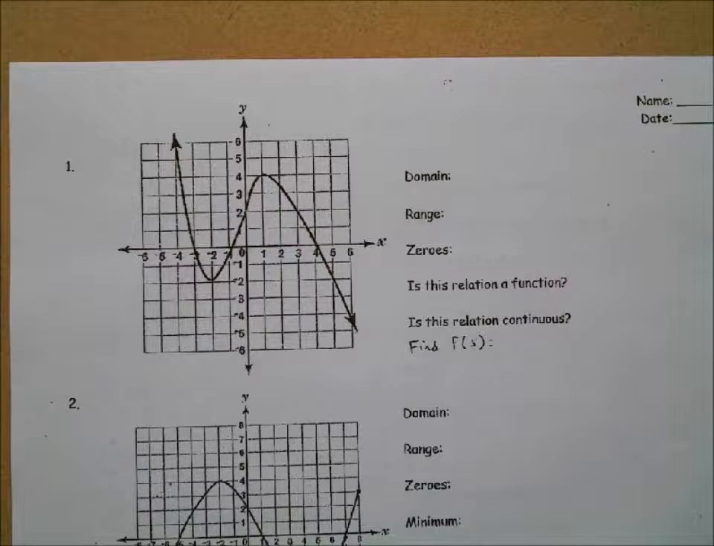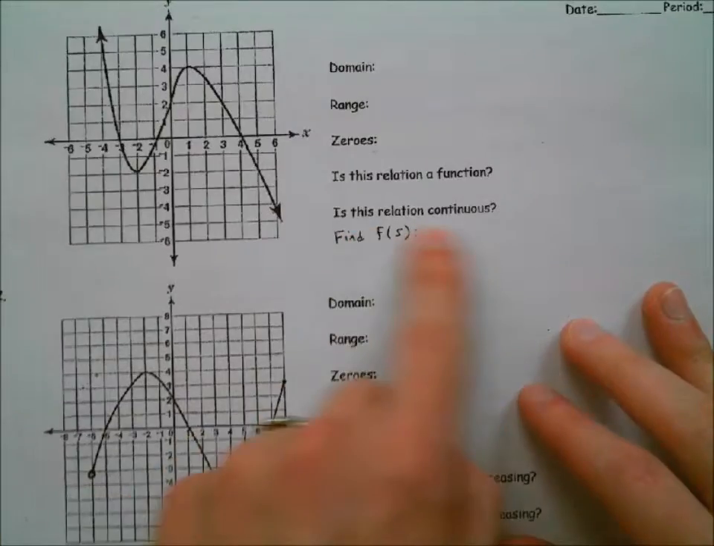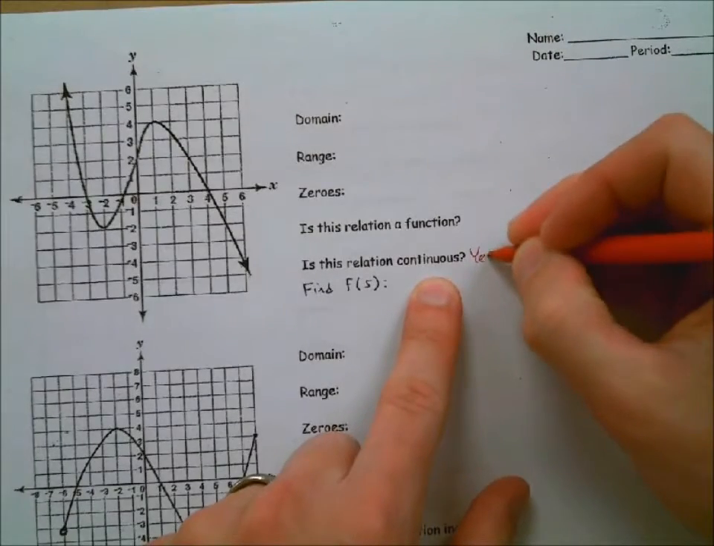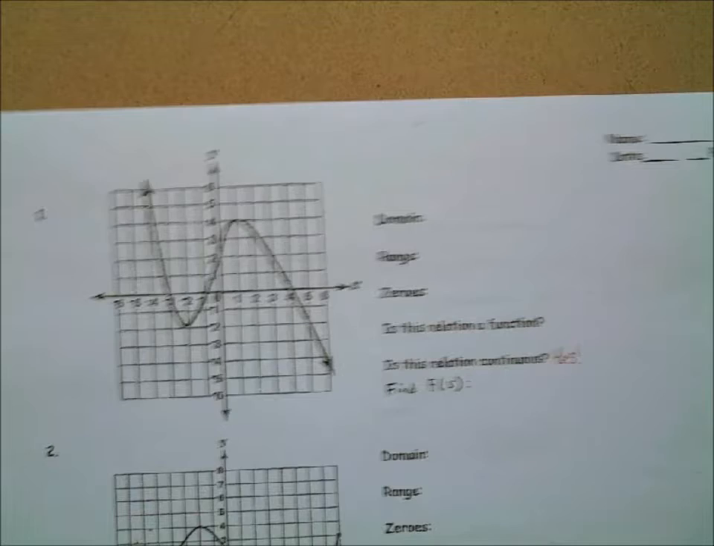Oh, okay, it doesn't say it. We're going to do this first, though. Is this graph continuous? Oh, it does say. Is this graph continuous or discrete? Continuous. So is this relation continuous? Yes. It will be -4 to 6. All right, hang on. We're going to get to that.